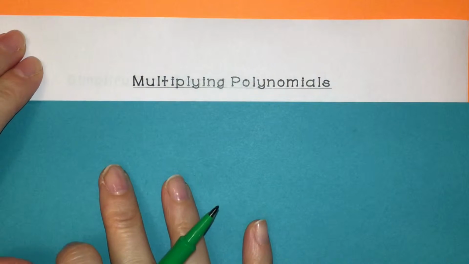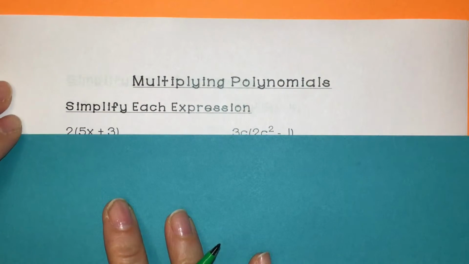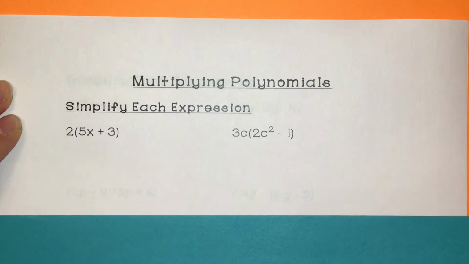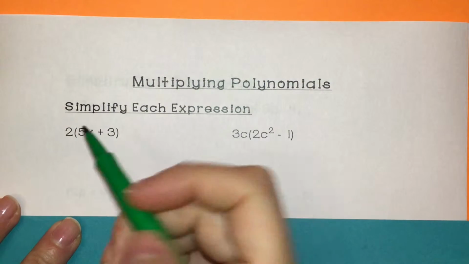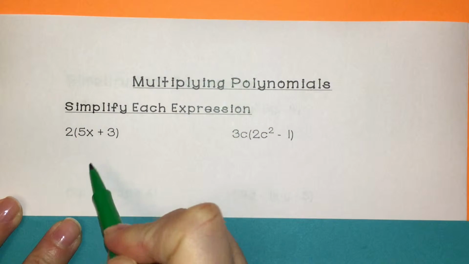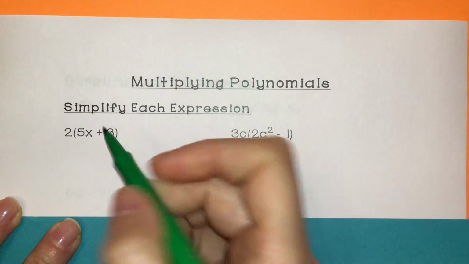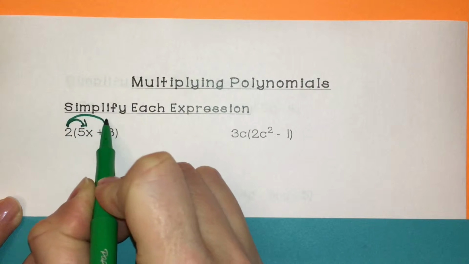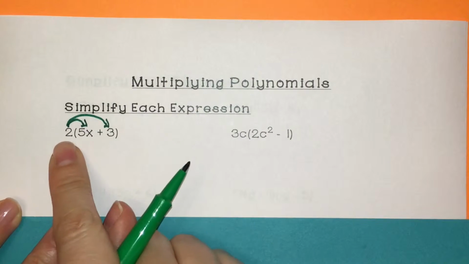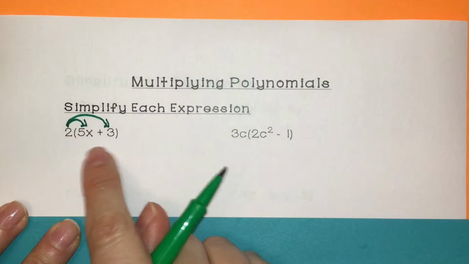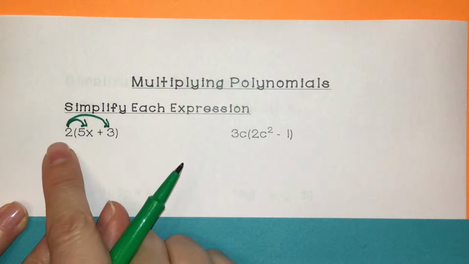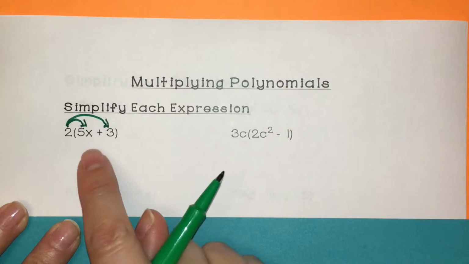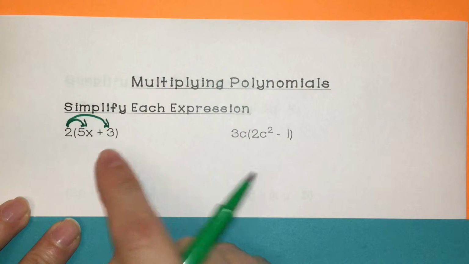In this video, we're going to multiply polynomials. So we're going to simplify each expression. For this, we have a number right outside the parentheses, so we have to distribute. Multiply what's outside by everything inside the parentheses. So this is called a monomial multiplied by a binomial. It's a monomial because there's only one term, binomial because there's two terms.